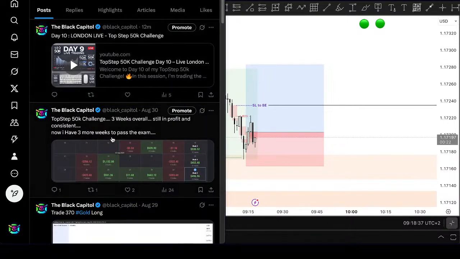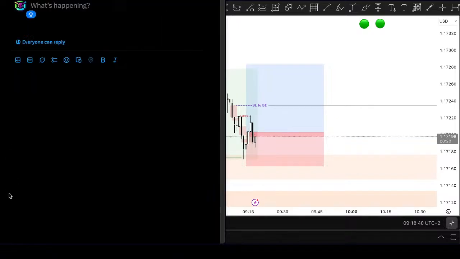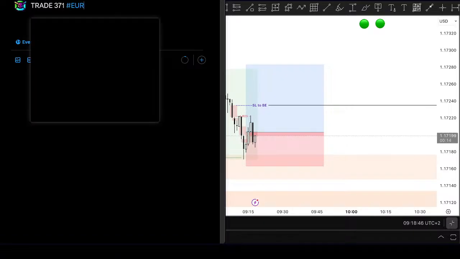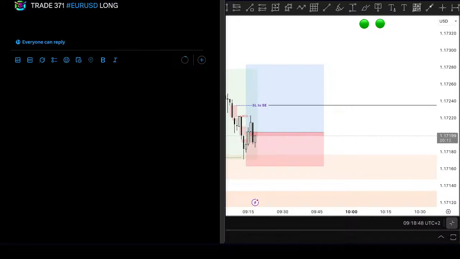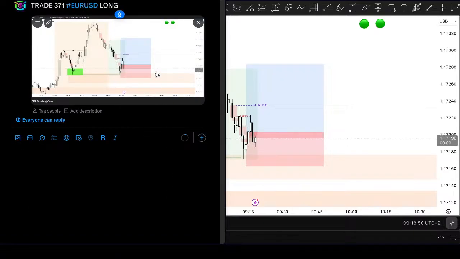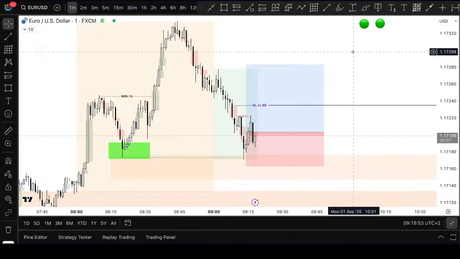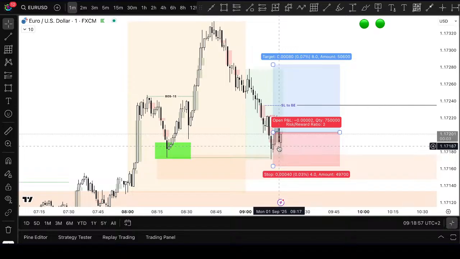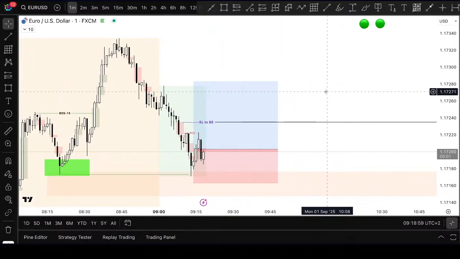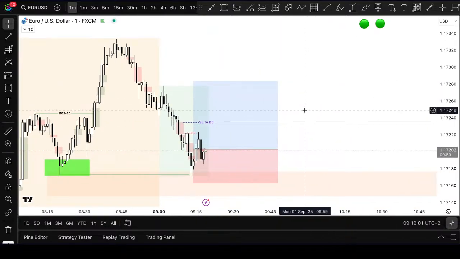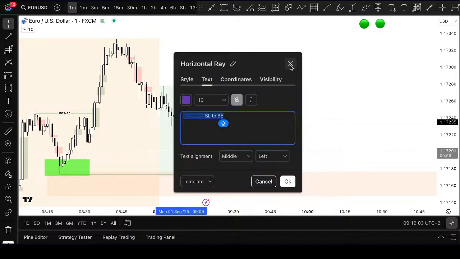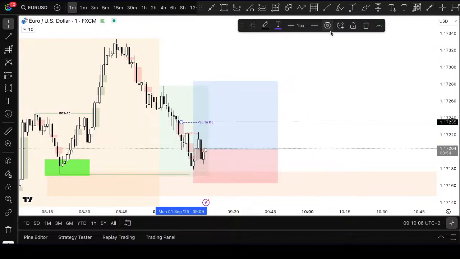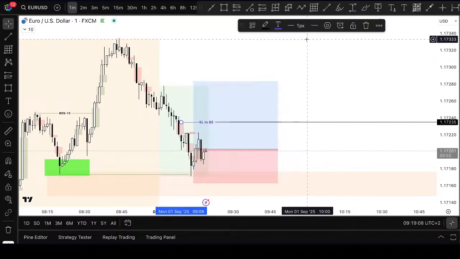What do you call this? Trade 371. EURUSD long. It's a beautiful trade, I'm agreeing with it. Reason being, confirmed bullish. A mitigation, not a breakout. Good place to go long. Oh yes, I'm happy with the trade. So let us see and wait.